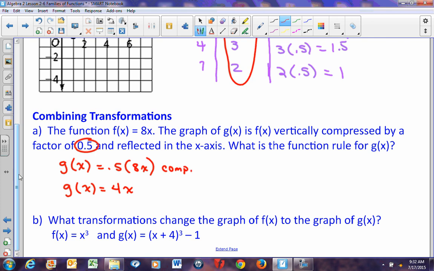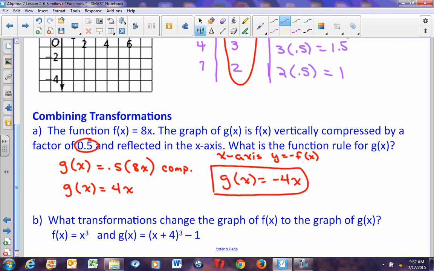Now I need to take care of my reflection. Okay. And my reflection in the x-axis, if you remember, just takes your f of x and makes it, for the x-axis, y equals negative f of x. Okay, so I'm just going to change this now to g of x will equal negative 4x. There I have done both transformations. I have compressed it and I've reflected it at the same time.